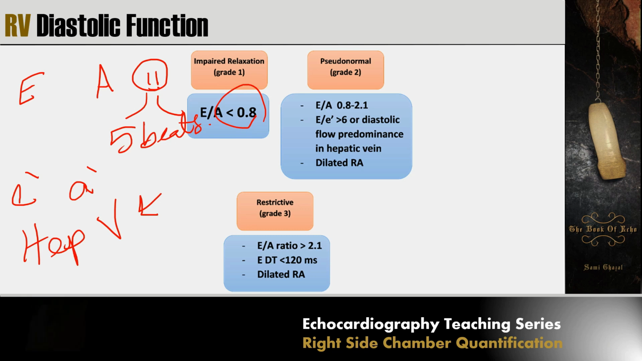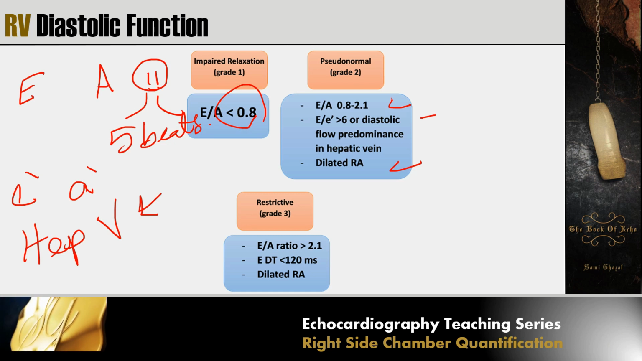Pseudonormal, where the RA pressure now starts to become elevated. Now we have dilated RA. The EA ratio is between 0.8 and 2.1. And E over E prime is more than 6. And or also diastolic flow predominance. So S smaller than the D.